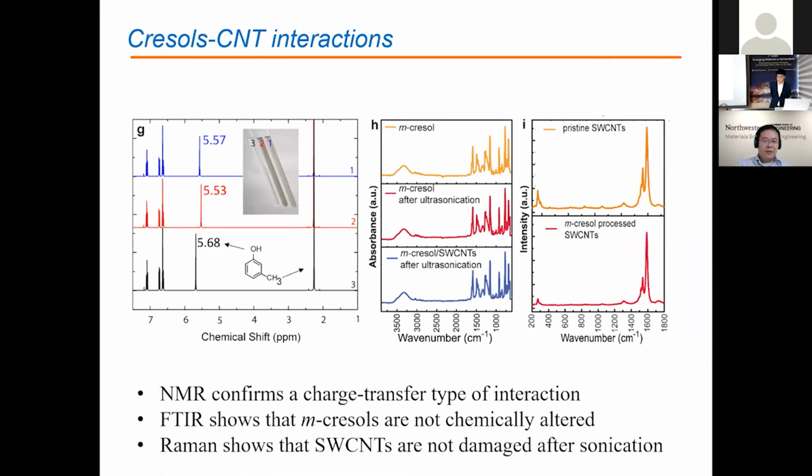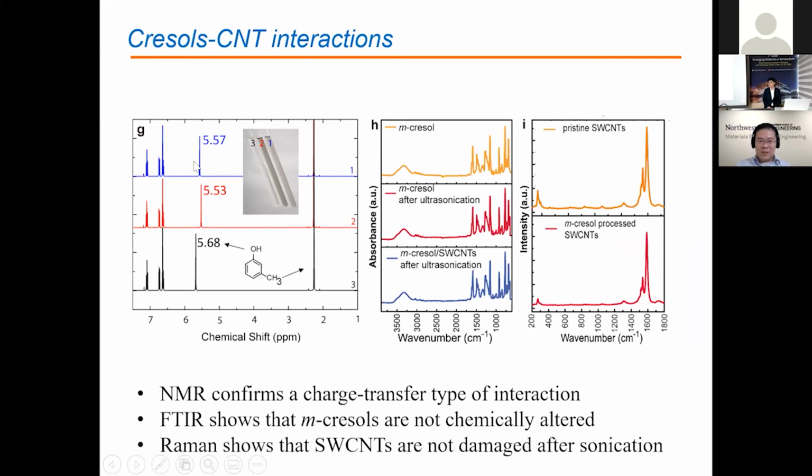We employed a number of spectroscopy techniques to confirm that. The reason that Cresol dispersed nanotubes so well is that Cresols, a mixture of the Cresol monomers, is a liquid solvent at room temperature. That's very important. And secondly, it has a charge transfer interaction with carbon nanotubes.